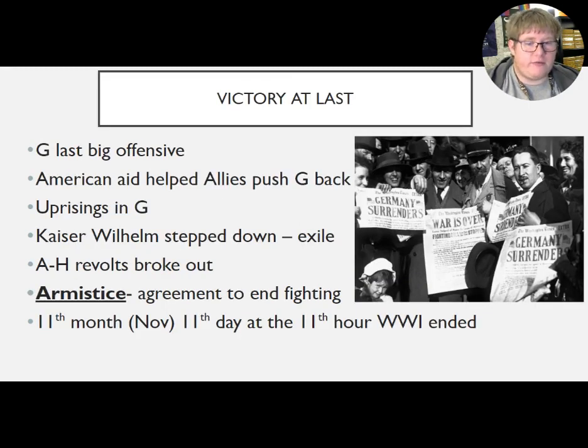Now, eventually, victory will be won. Germany will have one last big offensive, but American aid will help the Allies push the Germans back. Eventually, the German public will fight back and push against the government. Kaiser Wilhelm will step down and go into exile. Austria-Hungary will also revolt against their monarchy. And an armistice will be signed, essentially an agreement to end the fighting. That would go into effect on the 11th month, the 11th day, at the 11th hour.